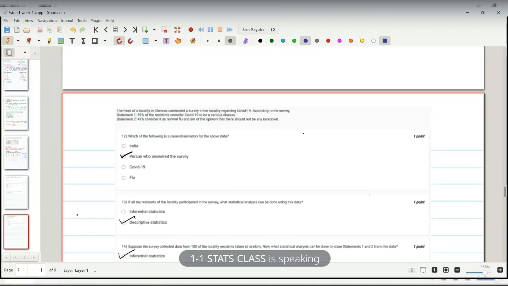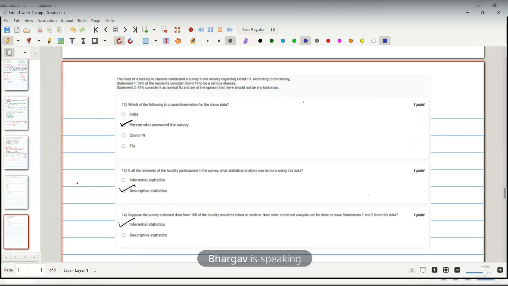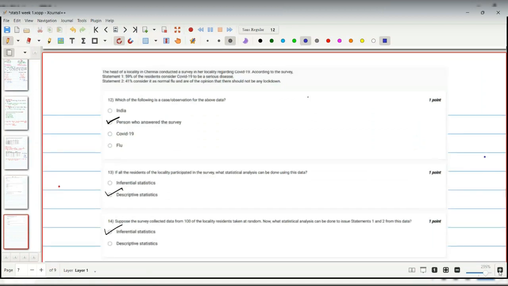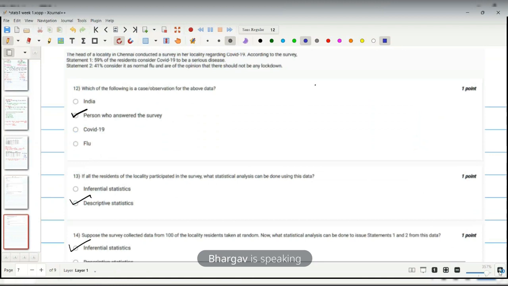So these are some examples of inferential and descriptive statistics. The words are too small now. Okay. Now is it visible? Yeah, it is visible now. Read the question.